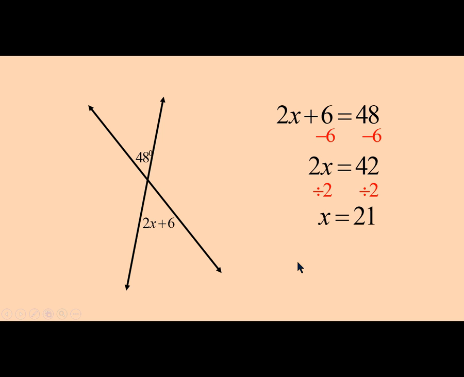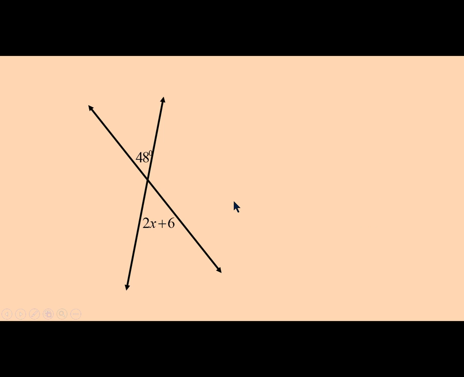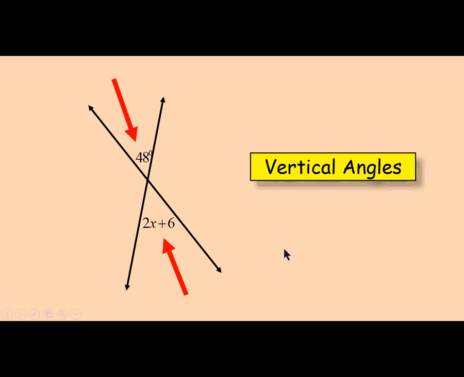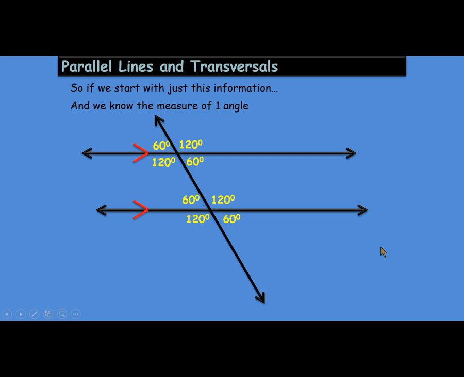The 3 old rules start with this one. Remember this problem? We had this earlier in the year where we set 48 equal to 2x minus 6. Not worrying about the algebra, you need to know that these 2 angles have to be congruent. When we see 2 angles across from each other like this, we know they're automatically congruent. We call those vertical angles. In a proof, if we see something like this, we can claim these angles are congruent, and our reason is vertical angles.